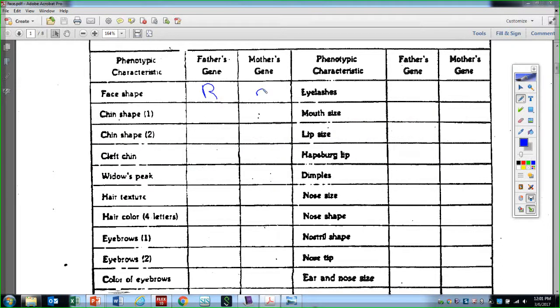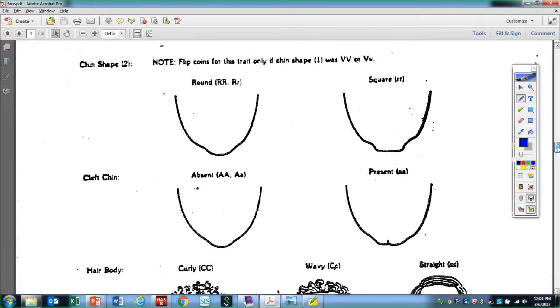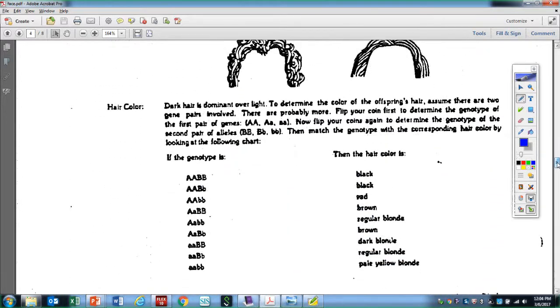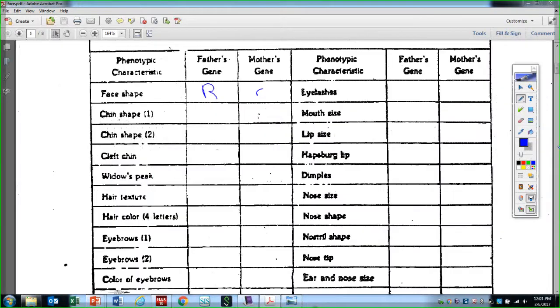Now let's say the next time, how do we know what the next time is? We're walking down through the sheet and we're using these letters. Do not make this mistake of using R's all the way down. That's because they use R's, and then they use V's, and then as you scroll further down, they use R again and A's and stuff like that.